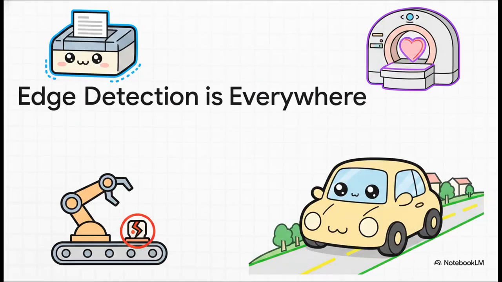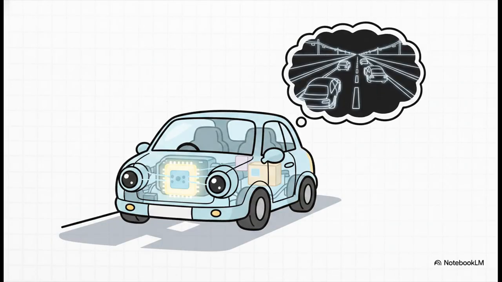And once you know about it, you start seeing it everywhere. From a document scanner finding the corners of a page, to medical scans identifying the outlines of tumors, to robots in a factory spotting defects. But the most high-profile application, of course, is in autonomous vehicles. And this is the key. For a self-driving car, finding edges isn't just a cool feature. It is the absolute foundation of how it sees and understands the world around it.